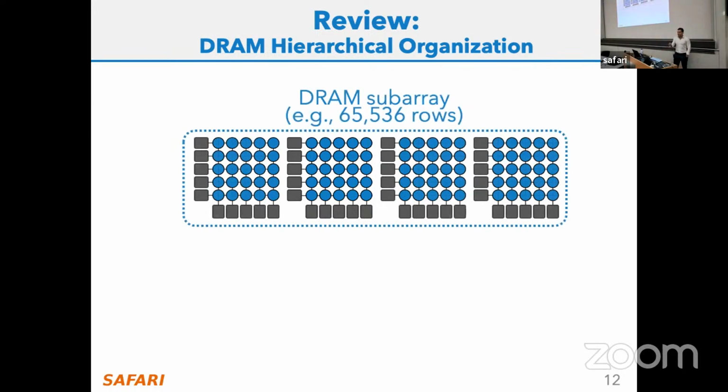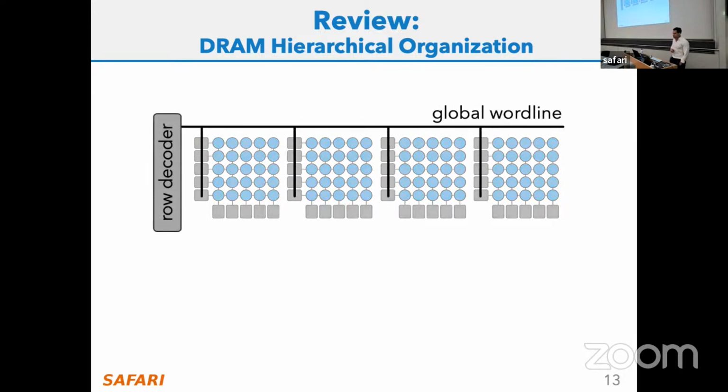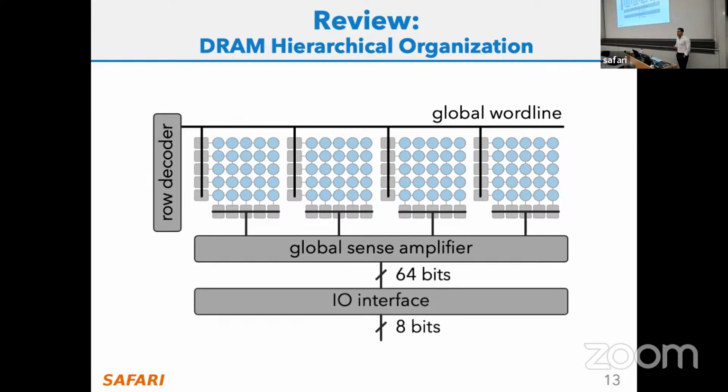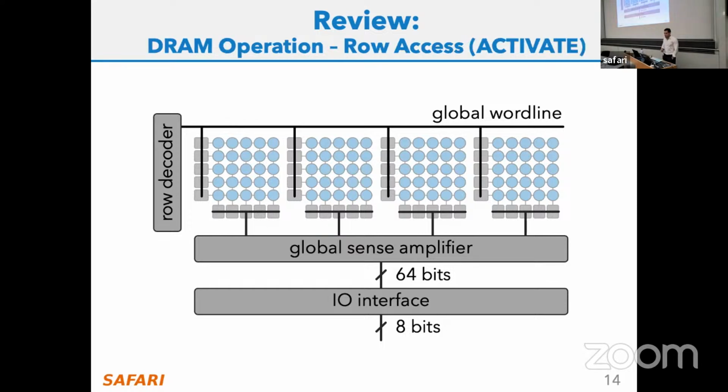At the next level of the hierarchy, we have a collection of those DRAM mats, what we call a DRAM subarray. A DRAM subarray shares a global row decoder and a global word line, which spans across the several DRAM mats inside a DRAM subarray, a global sense amplifier, which is shared across the local sense amplifiers in the DRAM subarray, and some I/O interface, which is used to move data from the DRAM mats to the outside world, to the memory channel and the memory controller. For you to access DRAM, two main operations are performed. The first is an activate.